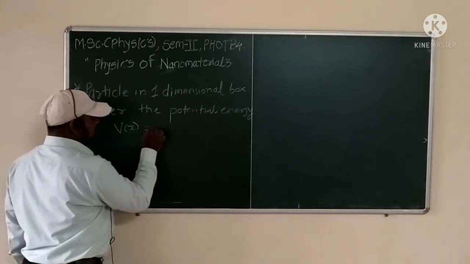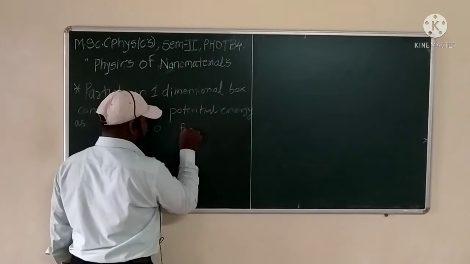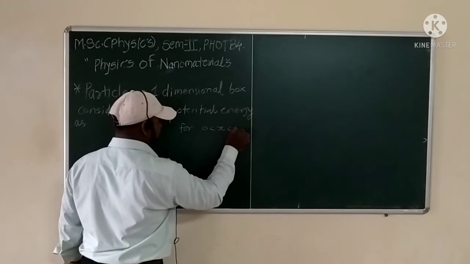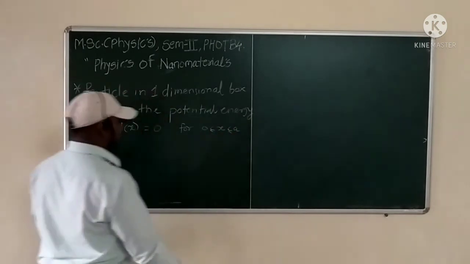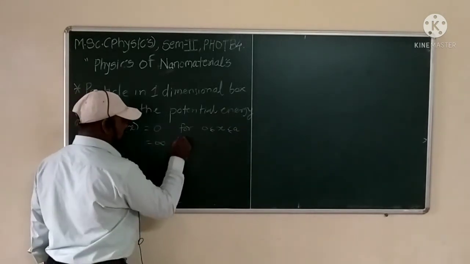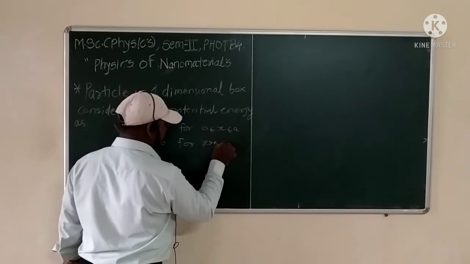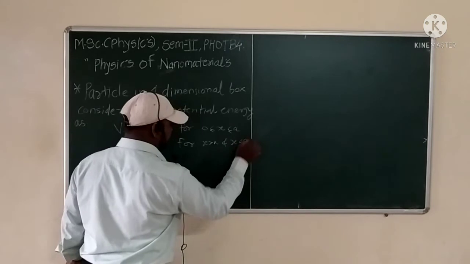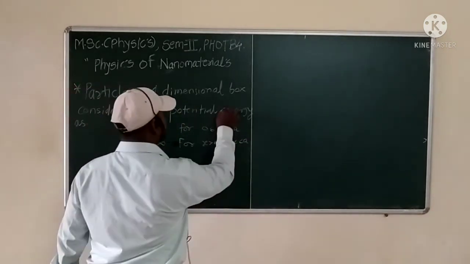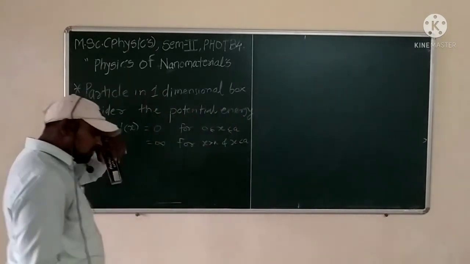We have V(x) equal to 0 in the region where x varies from 0 to a, where a is the length of the box, and it is infinity for x greater than a and x less than 0. This much potential we have given for the one-dimensional box, the particle in a one-dimensional box.